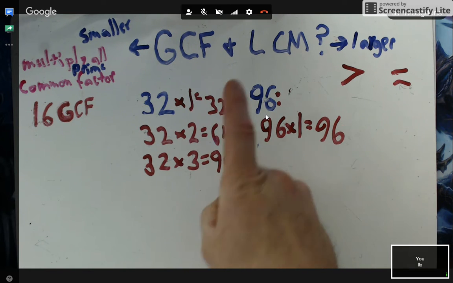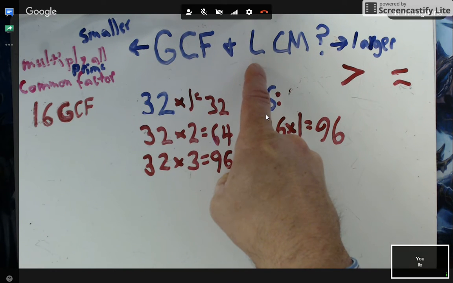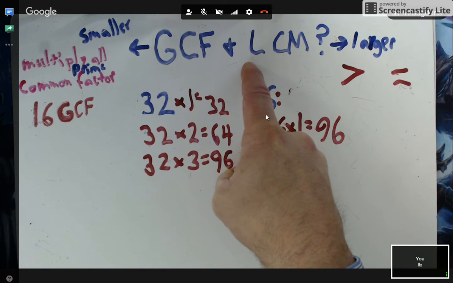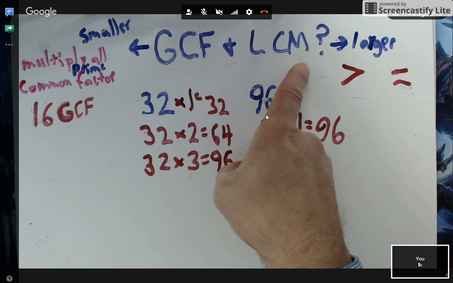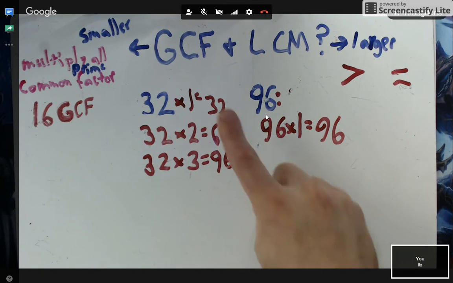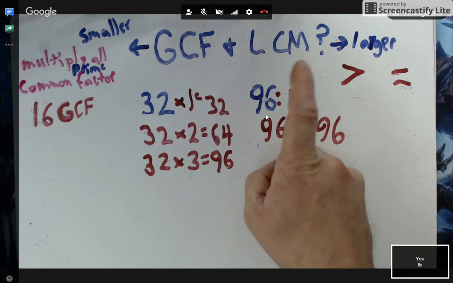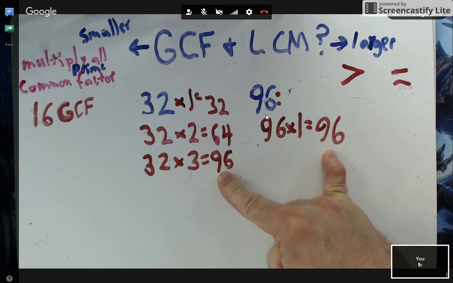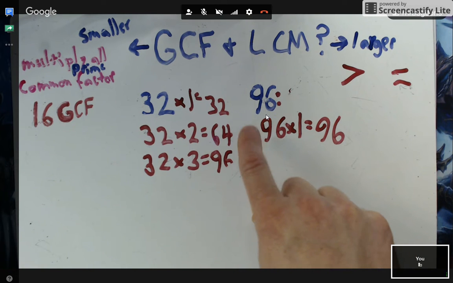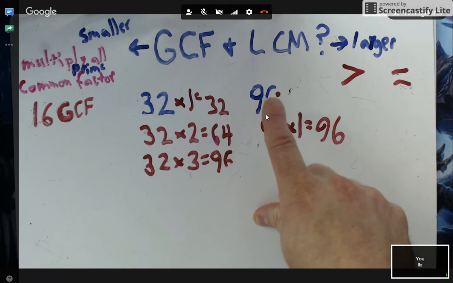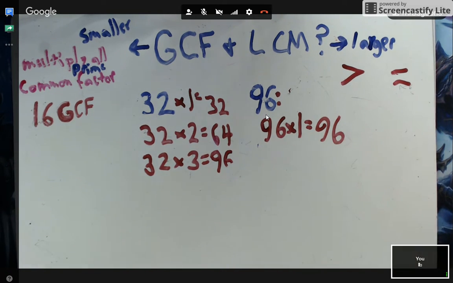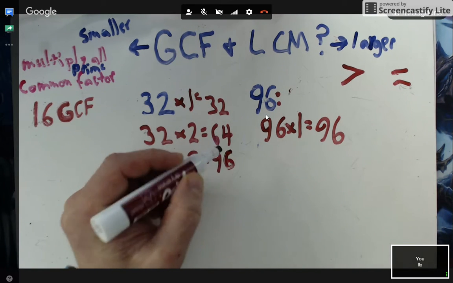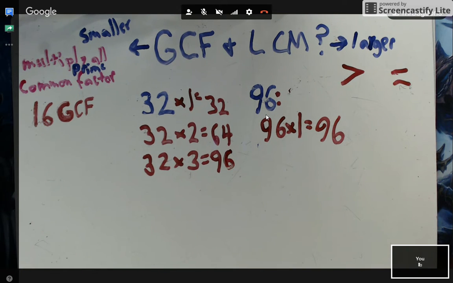No. Let's look at the acronym LCM. What does L stand for? Least. C? Common multiple. Okay, so this is a multiple. All these are multiples. Common means same. Is 96 equal to 96? Yes. Okay, and I don't see any number smaller than 96 that's a multiple of 96. 96 is the first multiple. So this is automatically my LCM.